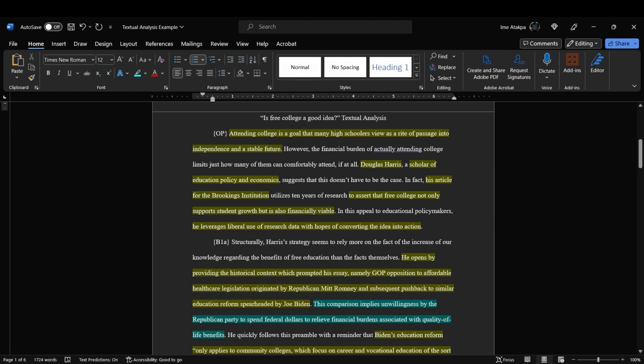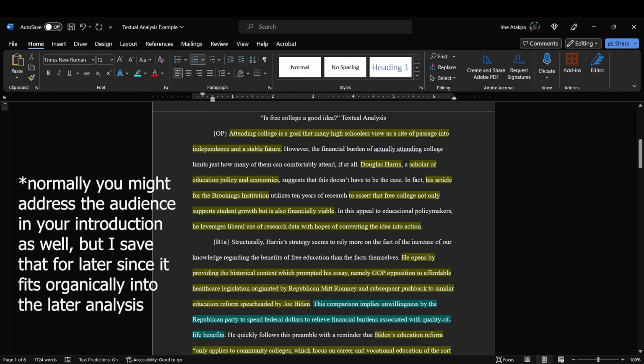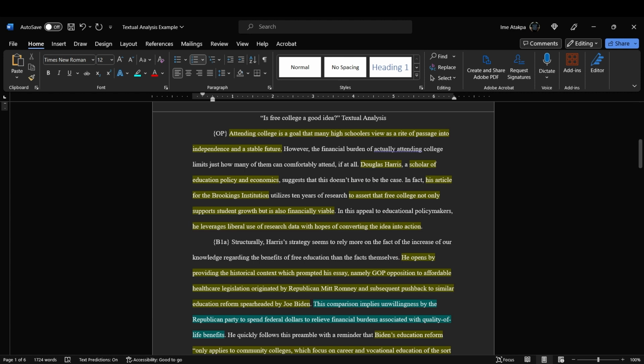This doesn't take a lot of time, but I've already touched on several elements of the expanded rhetorical situation. That right there being the message. And then in this final sentence here, he leverages liberal use of research data with hopes of converting the idea into action. That's his purpose. So that should be what my analysis is focused around. Whether or not he's successful in converting this idea into action.